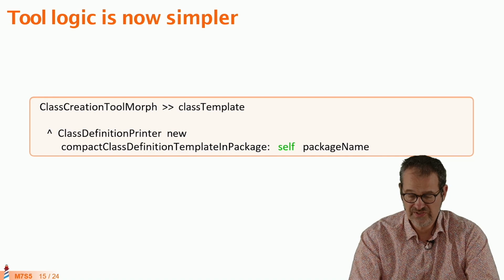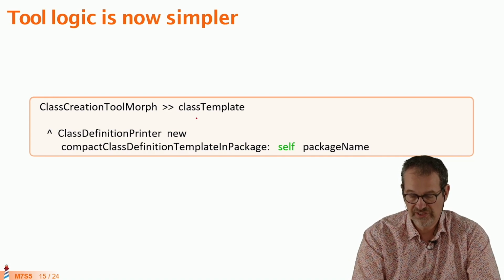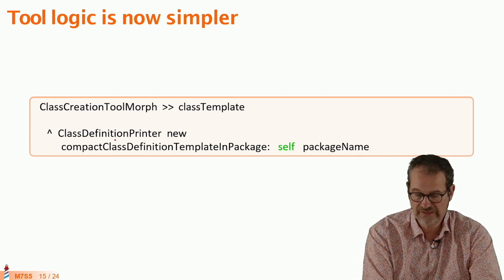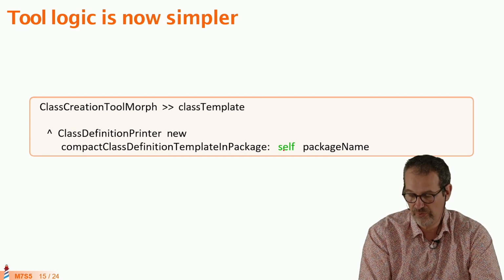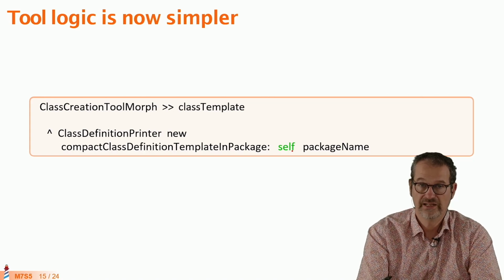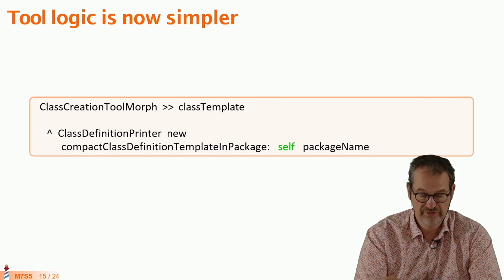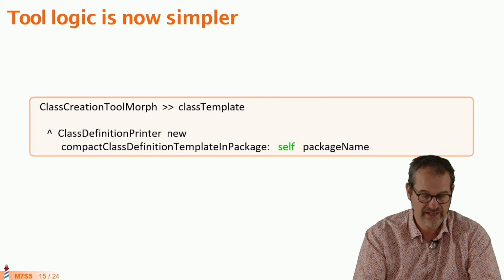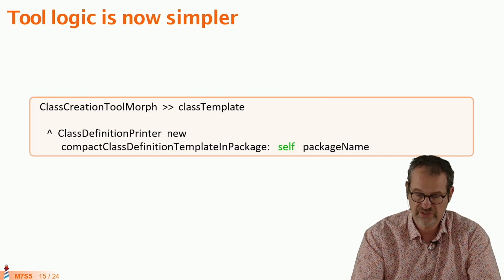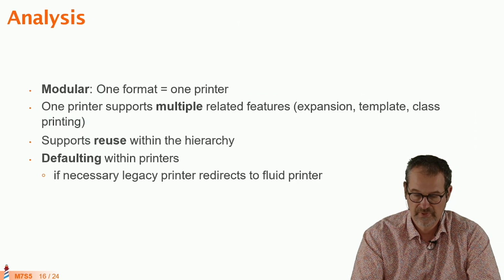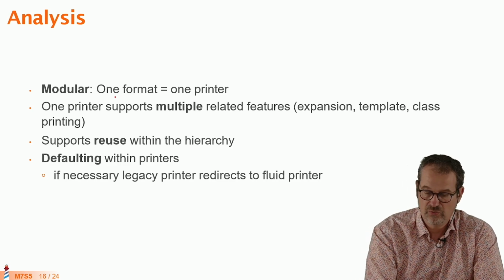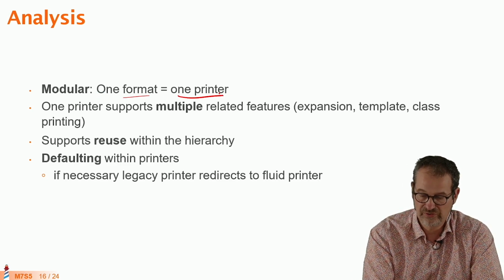Now what we see is that for the class template, the logic is much simpler. We say, okay, I want a class definition. I want to have the compact template, for example, and that's it. I give the name, and I get the printer depending on which format I am in. I don't have to do checks here. So we have one format, one printer.